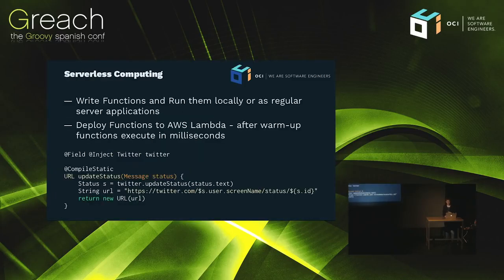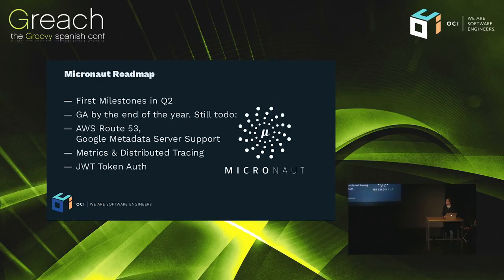Serverless computing: you can write functions and run them locally or as regular server applications. You can deploy functions to AWS Lambda. After the warm-up, the functions execute in milliseconds, with full dependency injection, no compromises when writing functions, and no halfway solutions. In terms of the roadmap, we'll be releasing the first milestones in Q2 and going GA by the end of the year.